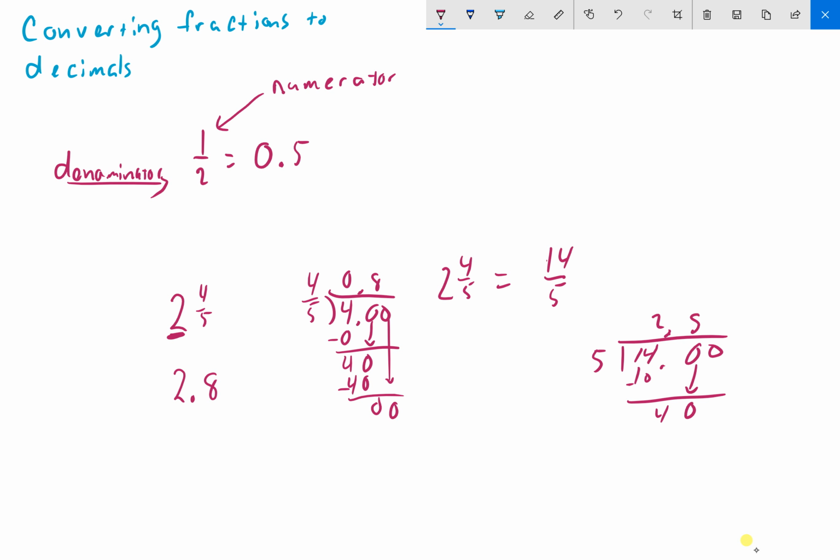5 goes into 40 8 times. And that's a remainder of 0. And you can see it's still 2.8.